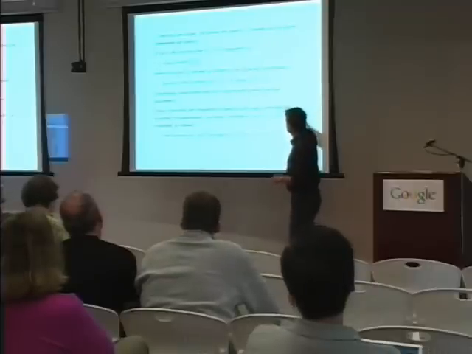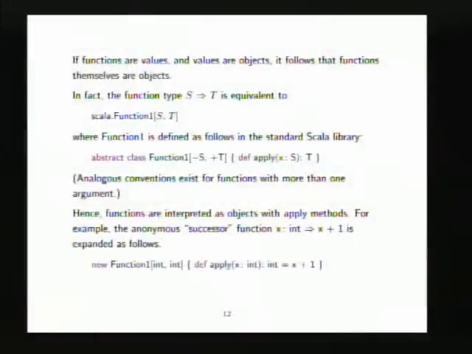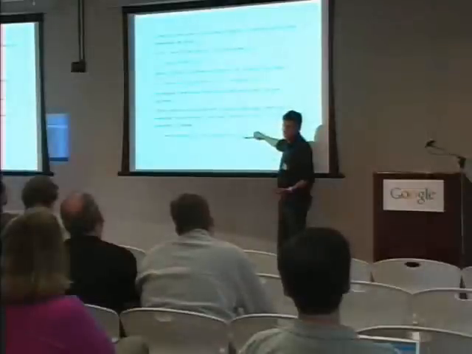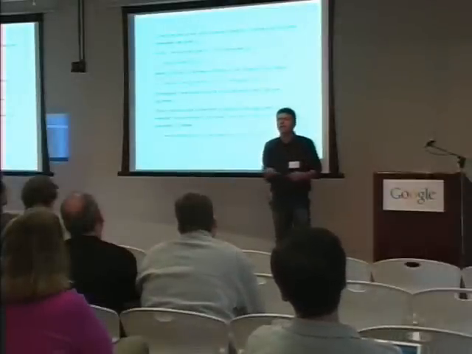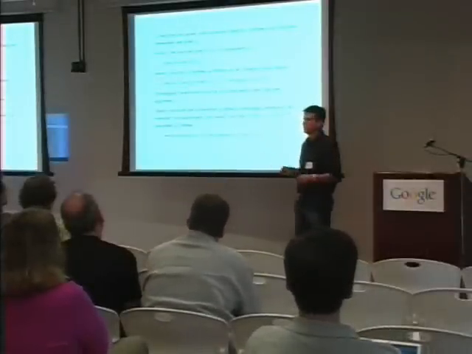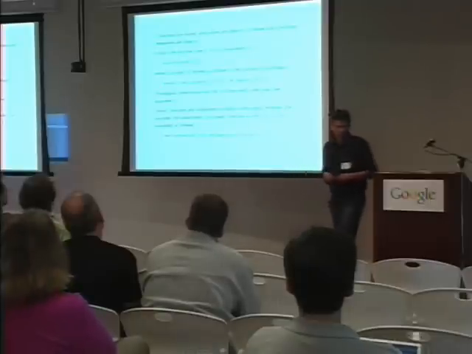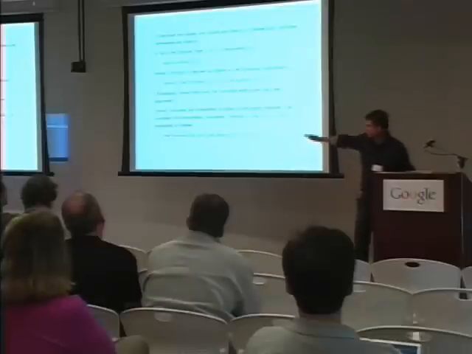OK, so the bottom line is functions are interpreted as objects with apply methods. And here's a standard implementation. That would be the successor function that takes an x of, let's say, type Int and returns x plus 1. That would be expanded to new Function1 of domain Int, range Int, def apply(x: Int) = x + 1. So that's what the compiler essentially does with this. And that's what currently you'd have to write in Java if you wanted something equivalent to functions. You can write these things in Java, but it's more cumbersome.